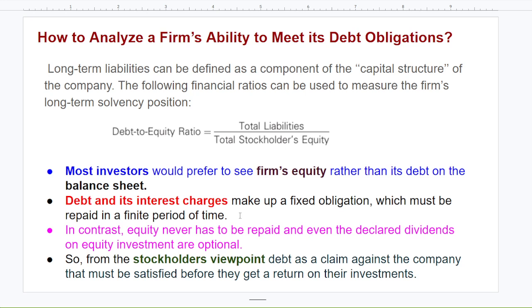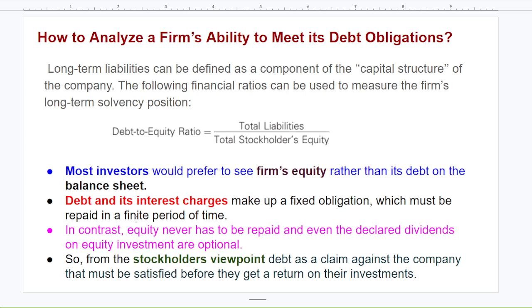Now the question is about how we analyze a firm's ability to meet its debt obligation. One of the ratios is the debt equity ratio. Long-term liabilities are one of the important components of capital structure, which is simply the long-term debt. A investor may analyze the firm's equity rather than debt, but there is still a need for proper analysis of debt.